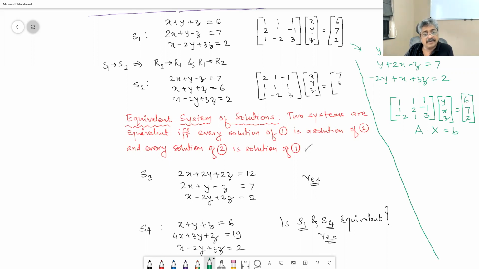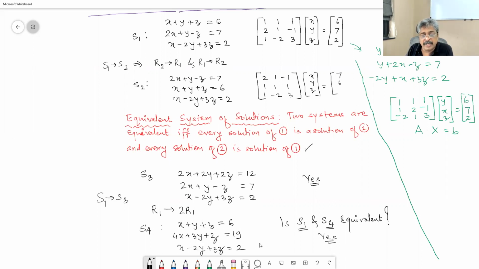We will concentrate on row transformations. So how do you get S3? You got S1 to S3 by R1 becoming 2 times R1. The new R1 is 2 times the old R1. That is the transformation we are doing here. R1 becomes 2 times the original R1.